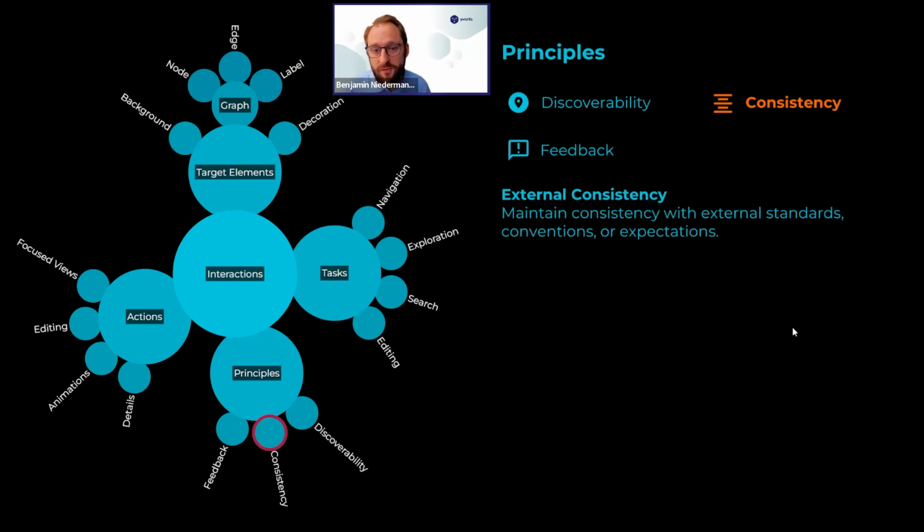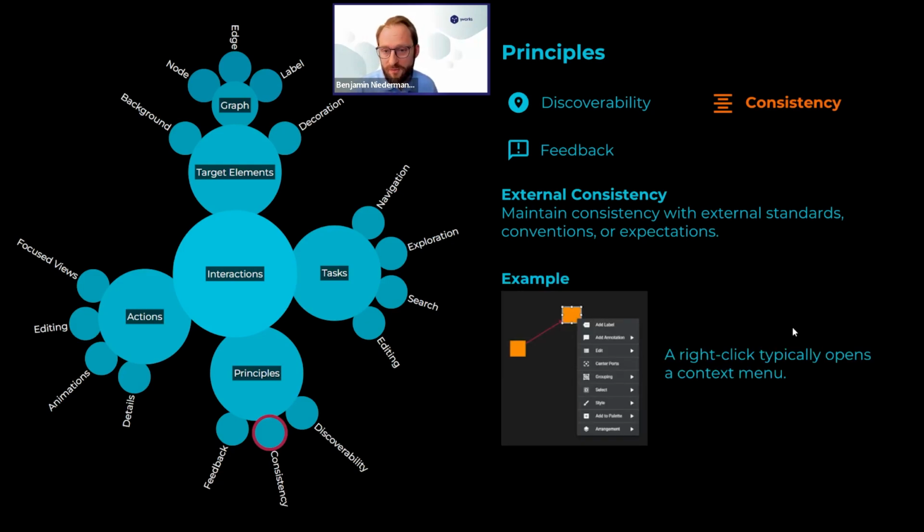But it's not only about internal consistency, but also about external consistency. So here the idea is to maintain the consistencies with external standards and conventions and expectations. So a very simple example is a right click typically opens a context menu. So you should not try to put other things on a right click in an editor, because people expect that a context menu opens. And of course, other things work in a very similar way, especially if you think about a graph editor where you can change graph visualizations, then you should try to think about how this is done, for example, in vector graphics programs. Because people are used to this and know how to use this, and you should try to also use this in your visualizations.